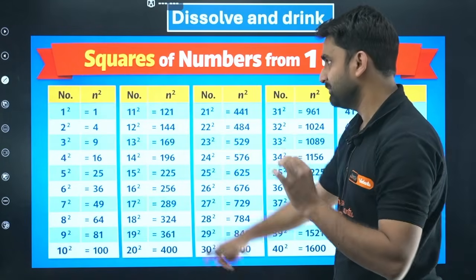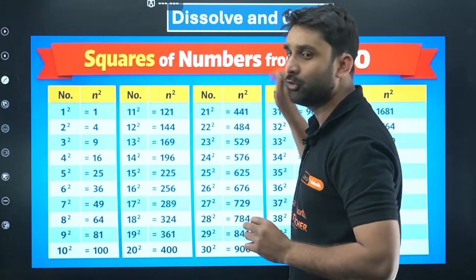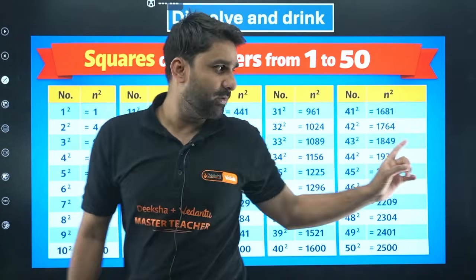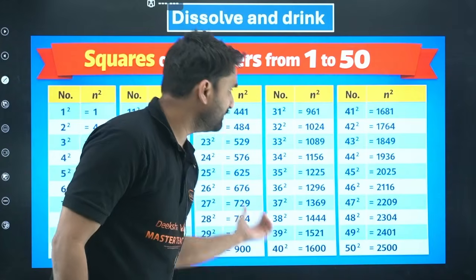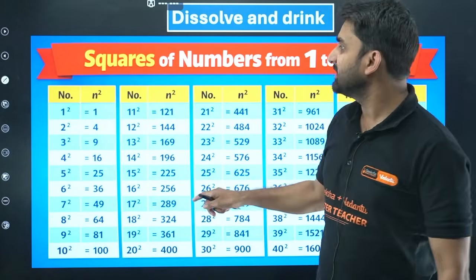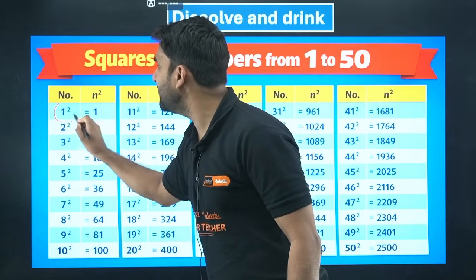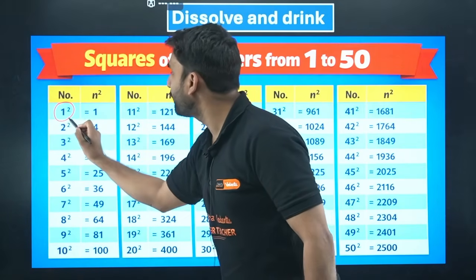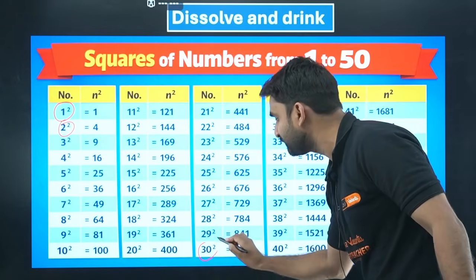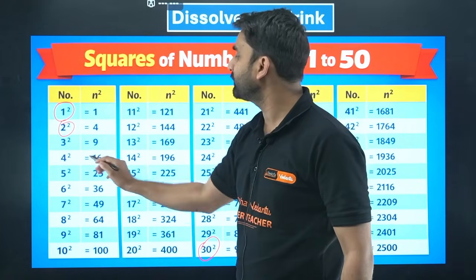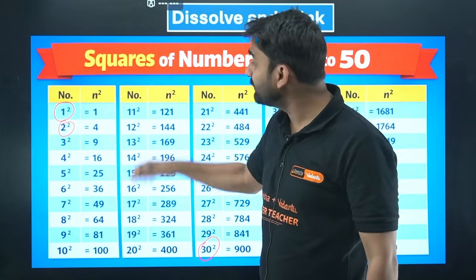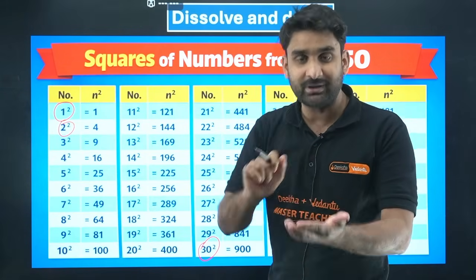I have brought up here the square of numbers from 1 to 50. But my personal suggestion is, it would be a bit challenging for you to keep all the numbers memorized in your mind. Personally, I suggest you memorize at least from 2 square to 30 square, my dear. If I ask you 4 square, it's 16, 5 square, 25. It should be on your tongue. These values should be on your tongue whenever you are doing the calculation.